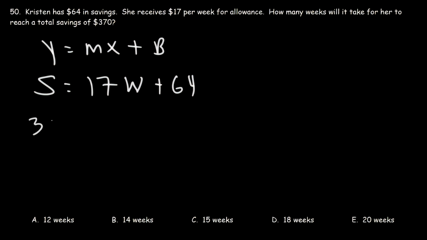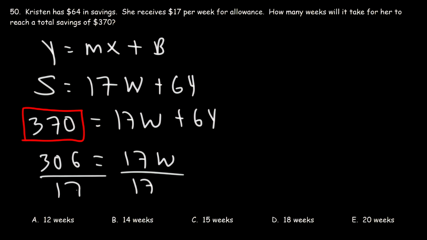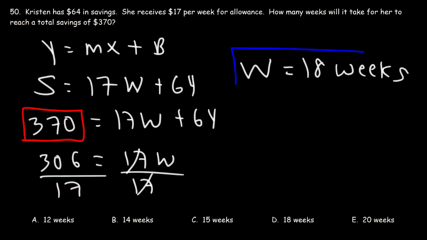So we want to know how many weeks it will take for her to reach a savings of 370. So let's replace s with 370, and let's solve for w. Let's subtract both sides by 64. 370 minus 64 is 306. Next, let's divide both sides by 17. 306 divided by 17 is 18. So it's going to take her 18 weeks to reach a savings of $370. So answer choice D is the right answer.